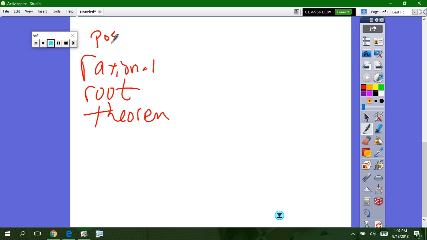We're actually looking for the possible rational root. It's called the rational root theorem.